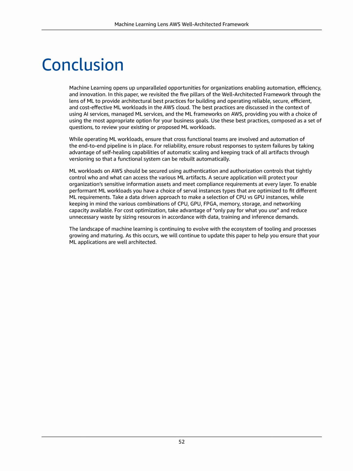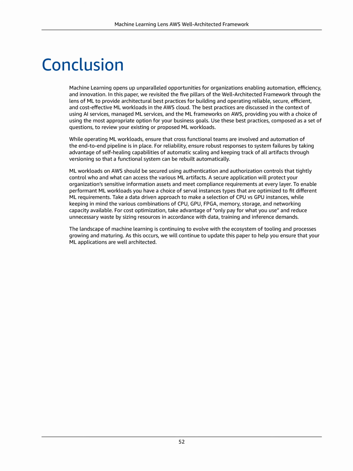While operating ML workloads, ensure that cross-functional teams are involved and automation of the end-to-end pipeline is in place. For reliability, ensure robust responses to system failures by taking advantage of self-healing capabilities of automatic scaling and keeping track of all artifacts through versioning so that a functional system can be rebuilt automatically. ML workloads on AWS should be secured using authentication and authorization controls that tightly control who and what can access the various ML artifacts. A secure application will protect your organization's sensitive information assets and meet compliance requirements at every layer.